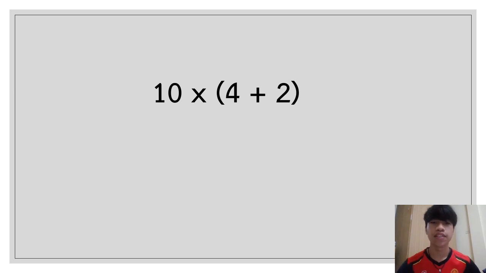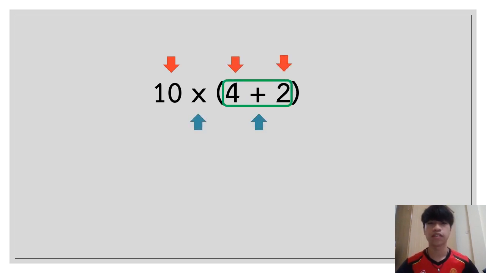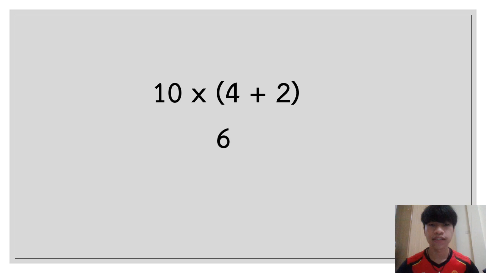For example, 10 times (4 plus 2). You see, we have three numbers and two operators, and 4 plus 2 is in the parentheses. So 4 plus 2 is equal to 6, and 10 times 6 is equal to 60.